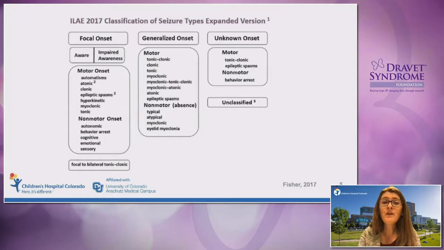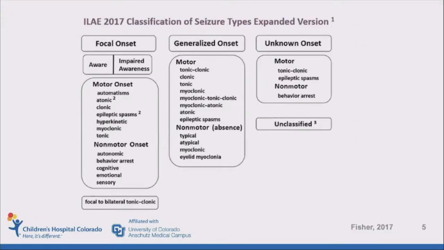And we know that there are a large number of different types of seizures, and this is the classification system that we use for this. And this is important for us to know what type of seizure we're seeing and how to treat it. And it's important when we talk about status epilepticus because just like seizures, status epilepticus can look like lots of different things.